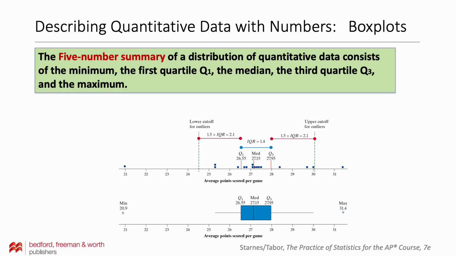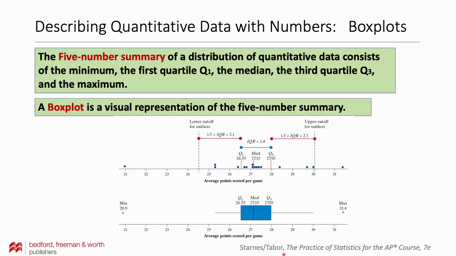Now, when using the 5-number summary, which includes the minimum, quartile 1, the median, the third quartile, and the maximum value, once we find those, we can then go ahead and make what's called a box plot. A box plot is a visual summary using the 5-number summary. It clearly shows the center, spread, and potential outliers of a distribution. So notice this would be an outlier here.